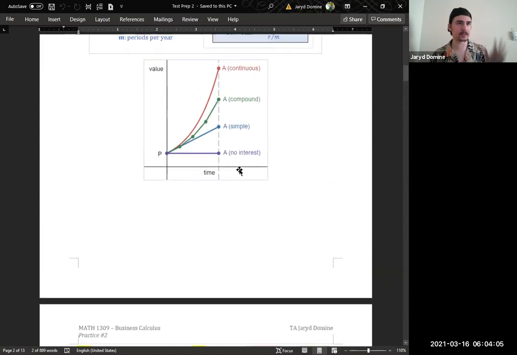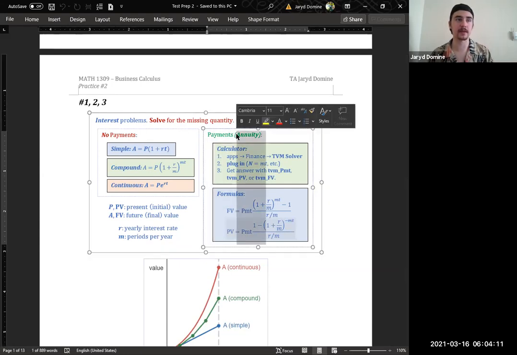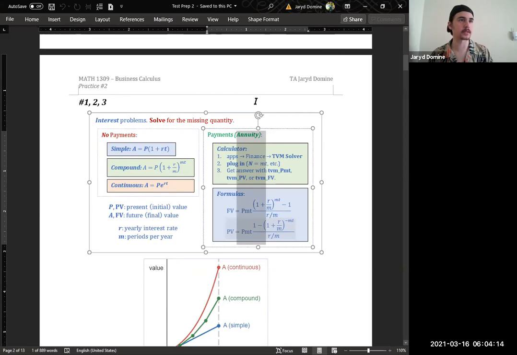But okay, let's go back to this chart. So we have two types, payment or no payment. When you have payments, that's called an annuity. So making regular payments is called an annuity. I might refer to it as that while we're talking here.